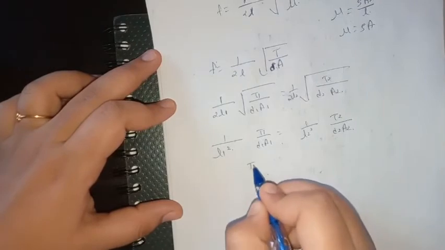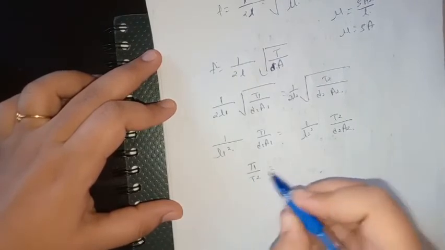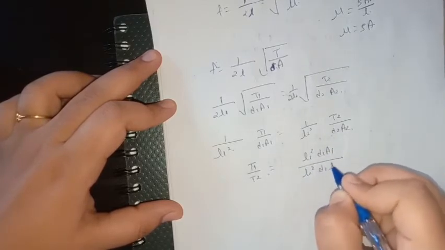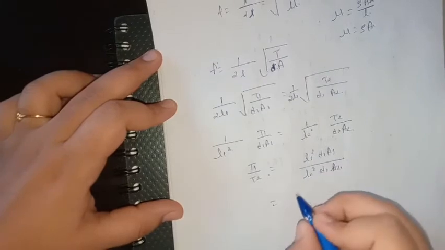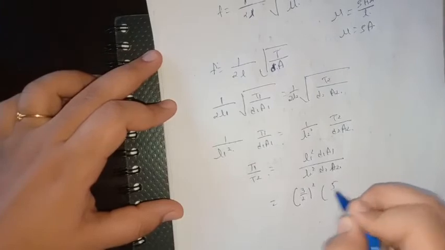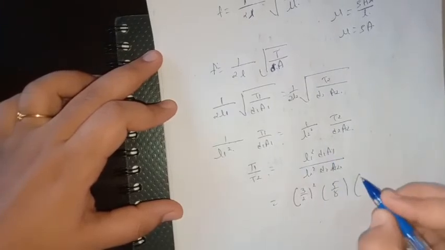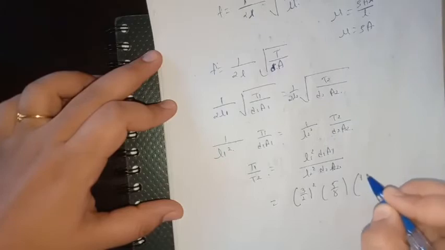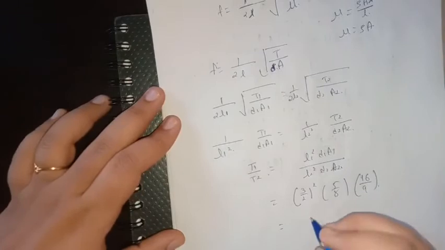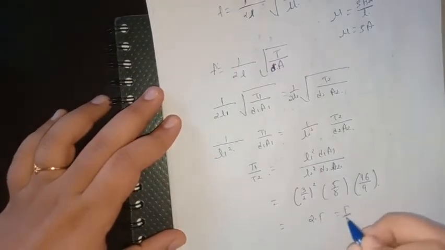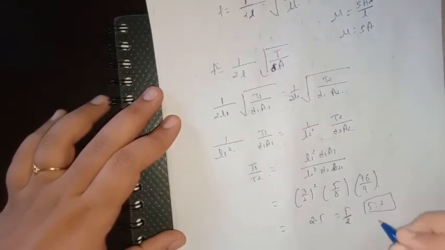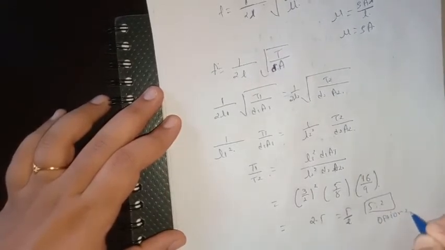We want to find the ratio of tension forces, that is T1 by T2. It will be L1 square D1A1 divided by L2 square D2A2. L1 by L2 can be written as 3 by 2 whole square. D1 by D2 will be 5 by 8 and A1 by A2 can be written as R1 by R2 whole square, that is 16 by 9. Simplify this, we will get the answer 2.5, that is 5 by 2. So the ratio will be 5:2. So option 2 is the correct option.